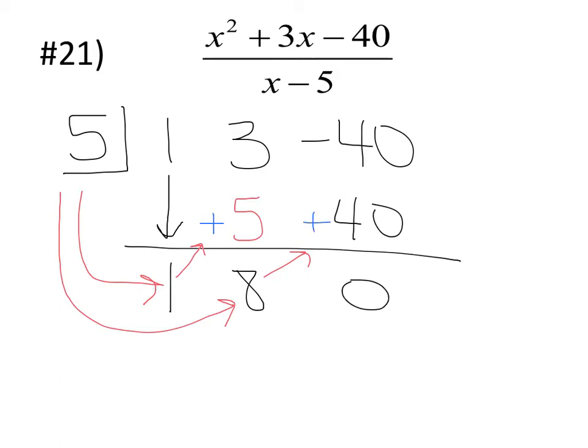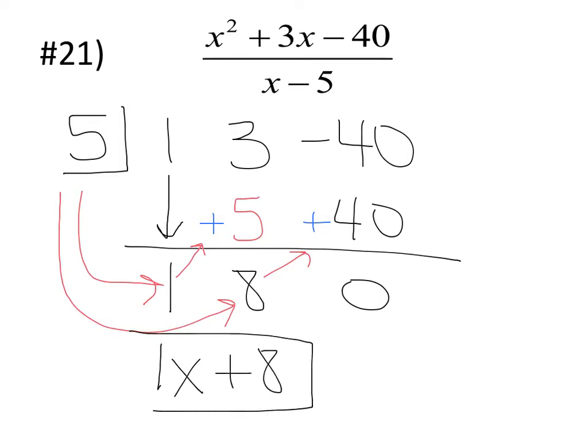So if you have 0, that means you have no remainder. And remember, you always start from 1 degree less than what you started with. So you started with x squared, so we're going to start with x. So you take your coefficient, so it's 1x plus 8, and that's your answer. So we would really just say x plus 8. You don't need the 1.